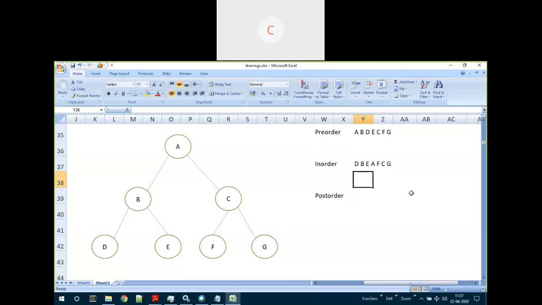Okay, fine. Then the third traversal. The third traversal here is post-order. Post means the parent has to be visited afterwards, after visiting the left and right. Okay, now tell me, what is the first node that we will be visiting here in post-order? D. First is D. Okay, E.